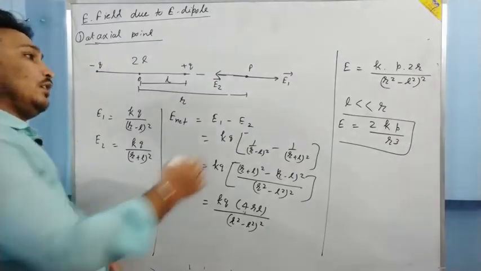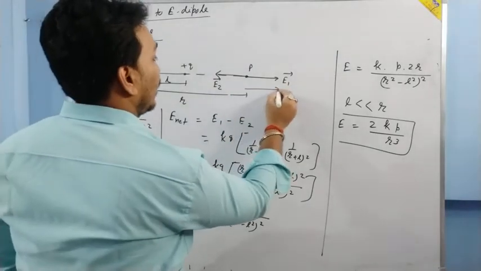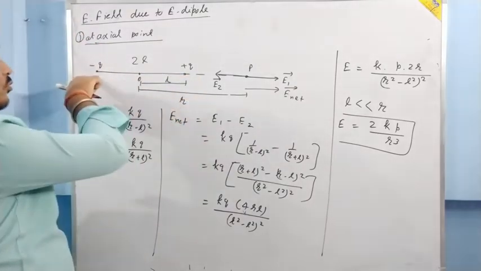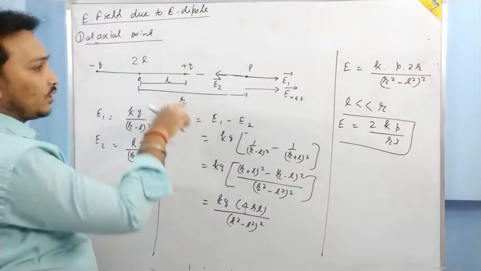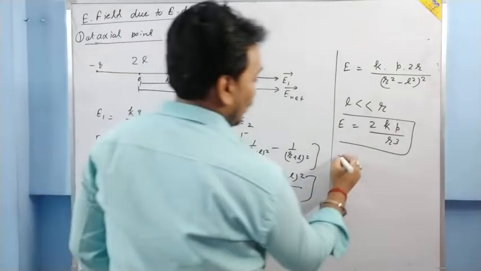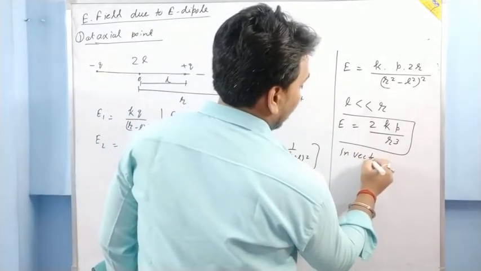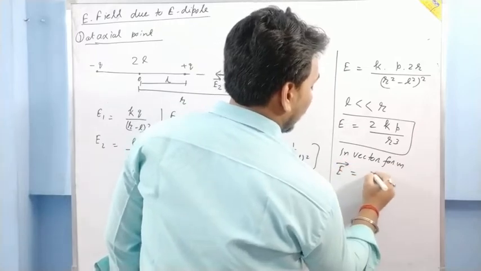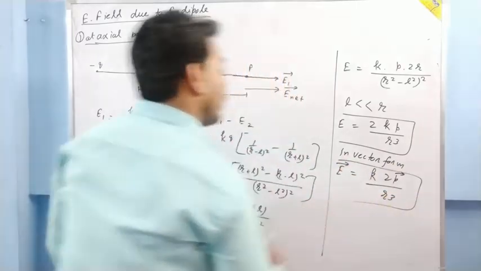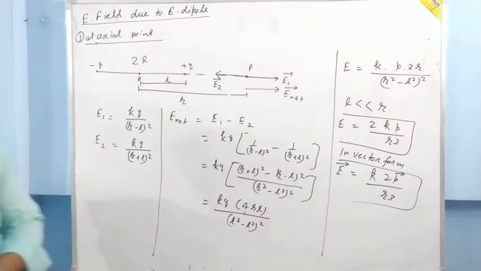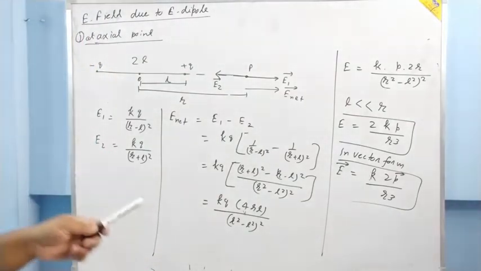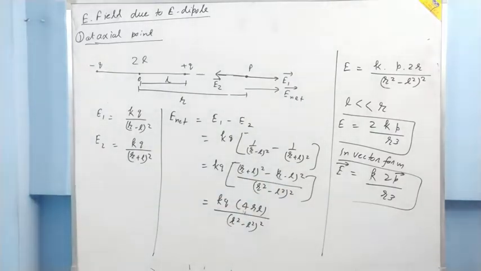Now just see, E1 is greater than E2, the net electric field will be in this direction, which is the direction of dipole moment. Dipole moment is defined from minus Q to plus Q. Net is in the same direction. In vector form we can write E vector is equal to 2kP vector upon R cube. So this is the formula for electric field at axial point, and it is in the vector form.